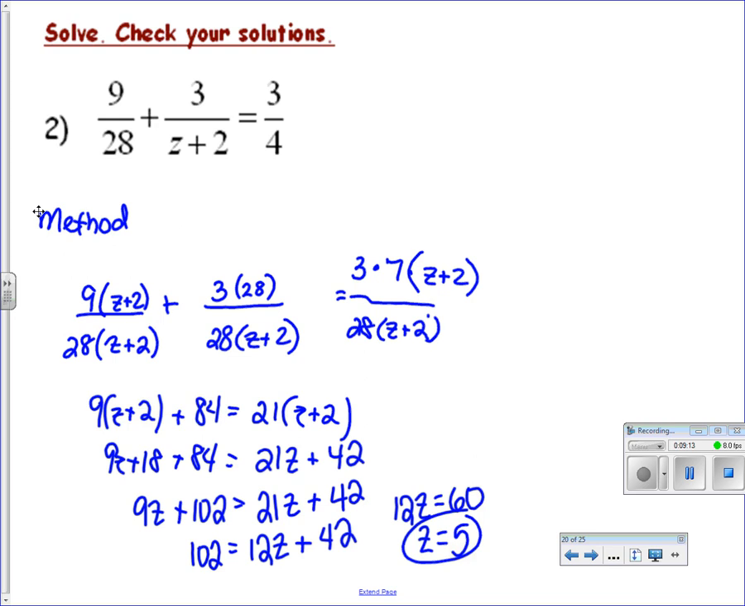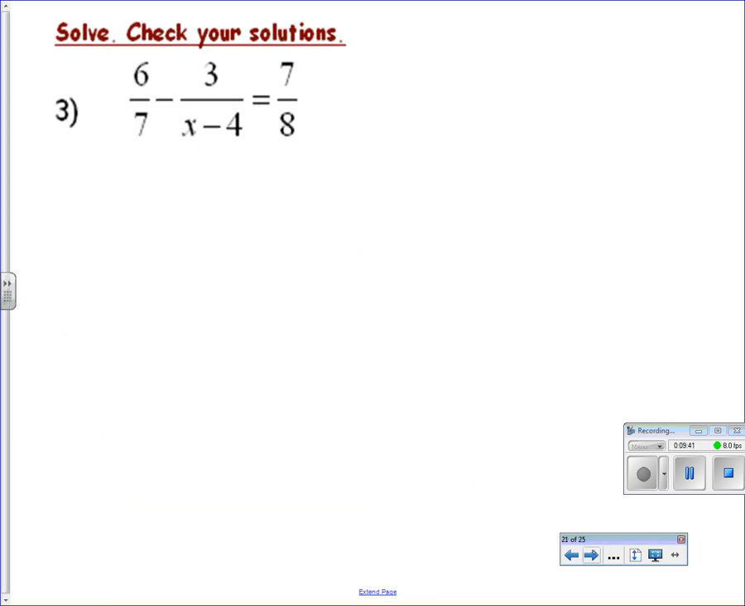The 7 came from, what did we multiply 4 by to make 28? 7. And then because I multiplied the bottom by a z plus 2, I need to multiply the numerator by a z plus 2. So that's where the 7 came from. So any thoughts on particular methods that we like? No, we've got a few more examples to go through yet. Yeah, we do. Okay, so we're going to take a look at number 3.